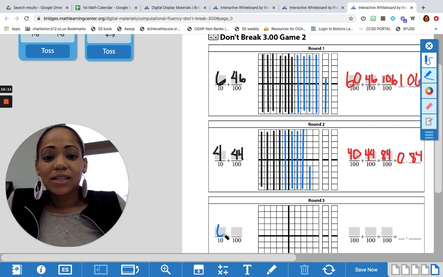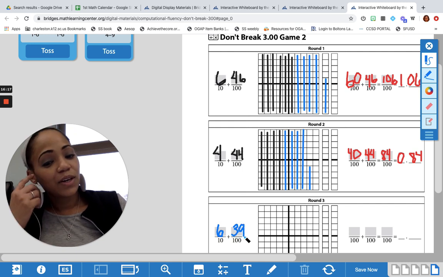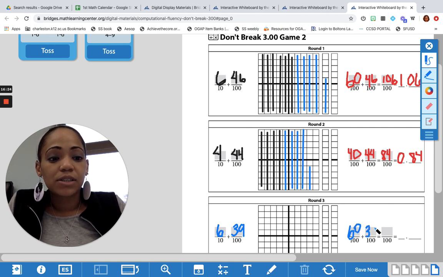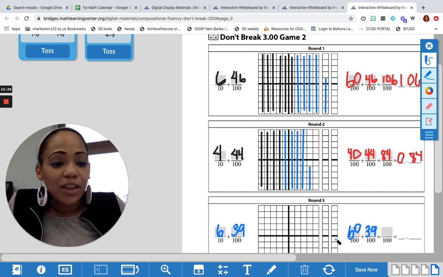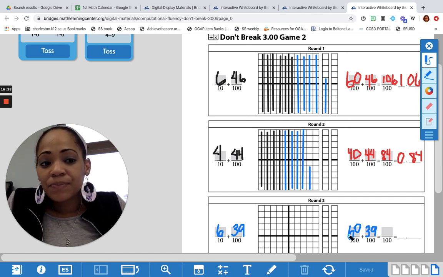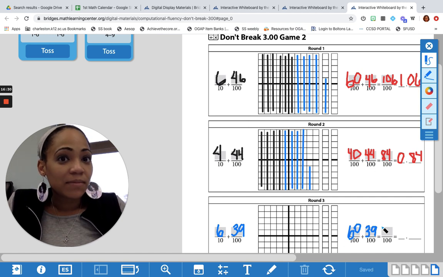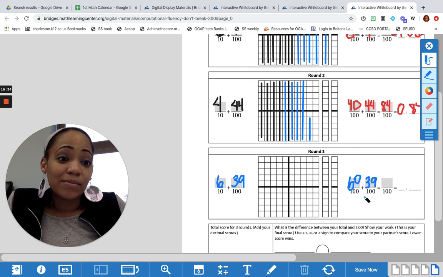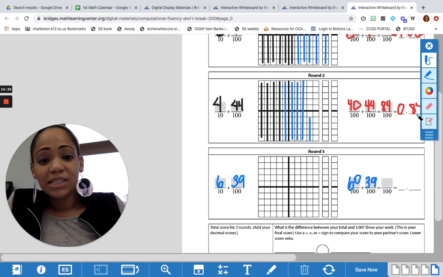So 6 and 39, which is going to be 60, because 6/10 is 60 hundredths, plus 39. And if you would have gone the other way, it would have been 30 plus 69. Same combination, well, at least the same answer, same sum.